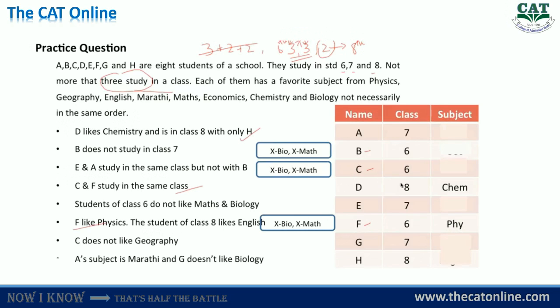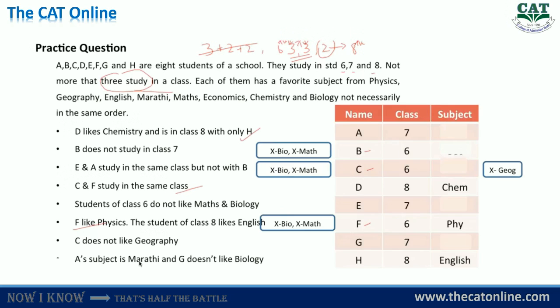There are 2 students of class 8. One already is liking chemistry. So the remaining one would be liking English. So it comes over here. C does not like geography. No, C has some attitude. He doesn't like bio, math. He doesn't like geography also. So there are 5 subjects remaining and he does not like 3.